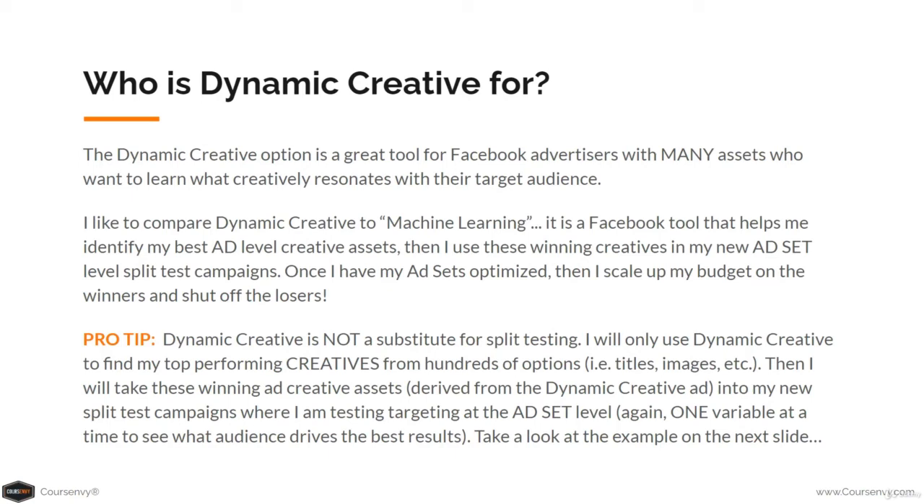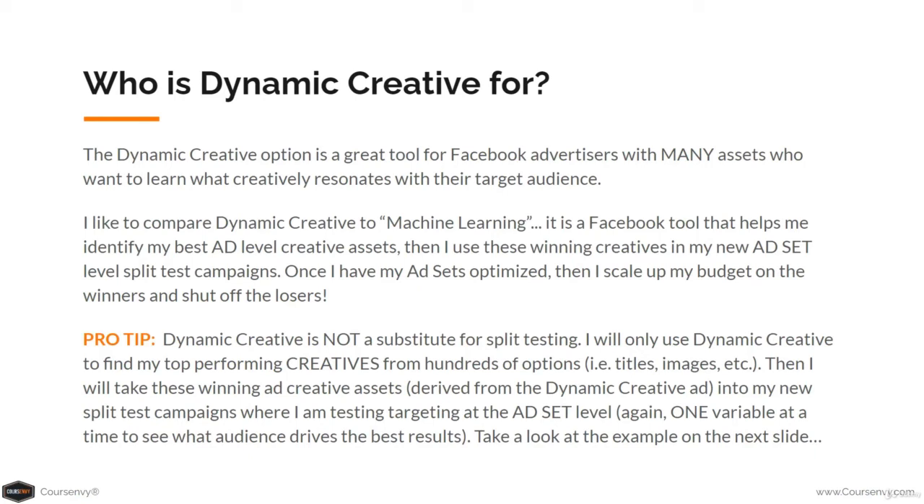I will only use Dynamic Creative to find my top performing creatives from hundreds of options, including hundreds of images, titles, and so on. Then I will use these winning ad creative assets derived from my Dynamic Creative ad into my new split test campaigns where I am testing targeting at the ad set level.